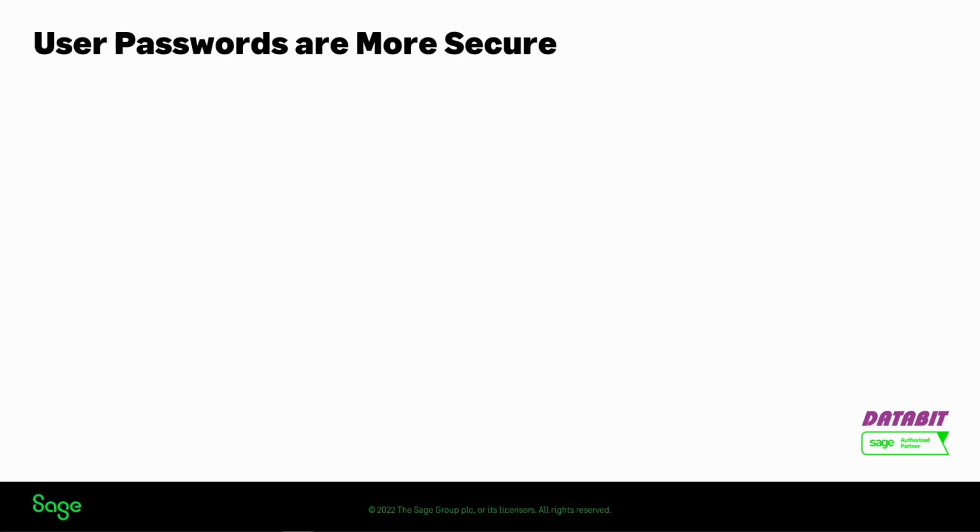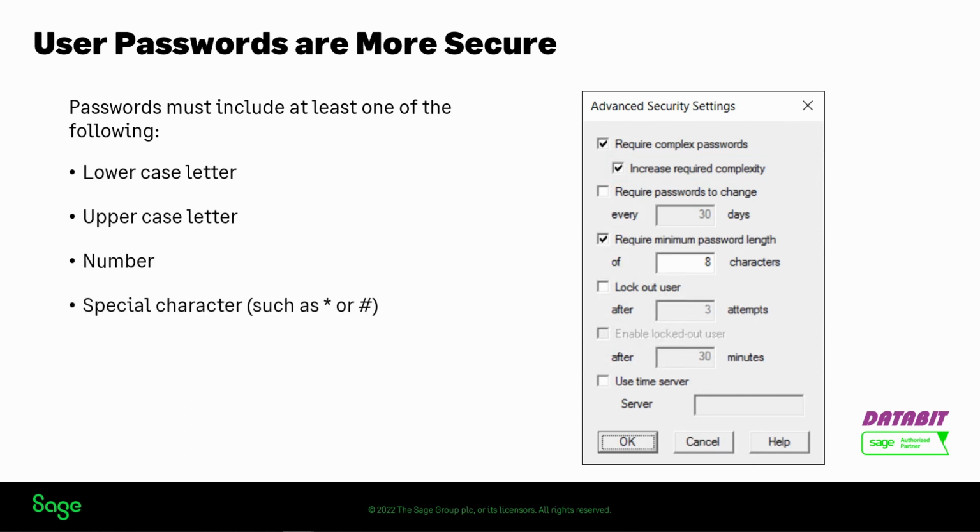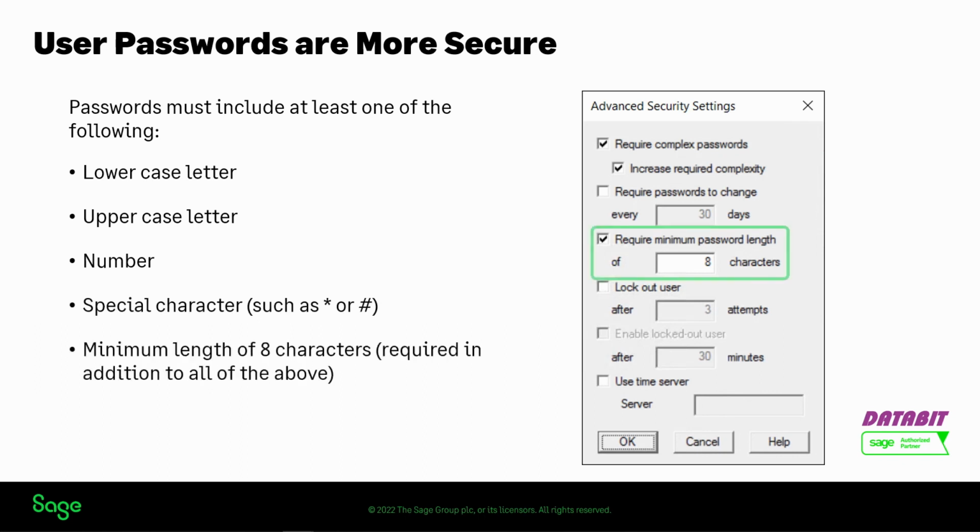Classic screens. Changes have been made to the user passwords requirements to make Sage 300 more secure. In Sage 300 Database Setup, on the Advanced Security Settings screen, a new Increase Required Complexity option lets you require that passwords include at least a lowercase letter, uppercase letter, number, and special characters such as an asterisk or £. If you specify a minimum password length, it must be at least 8 characters.